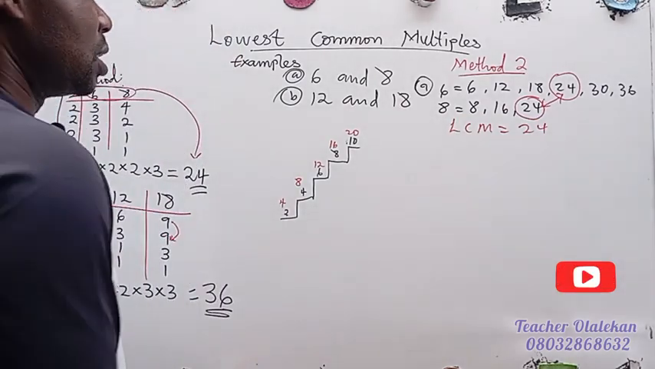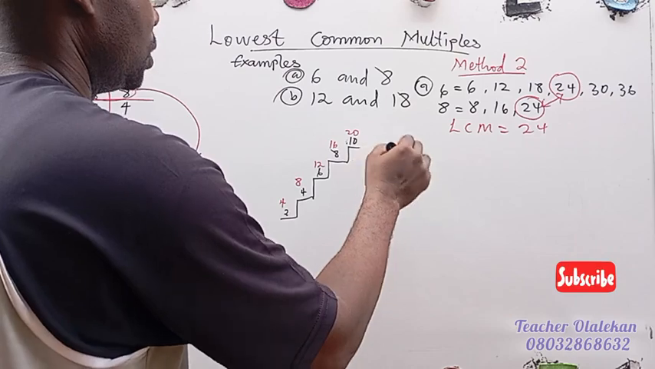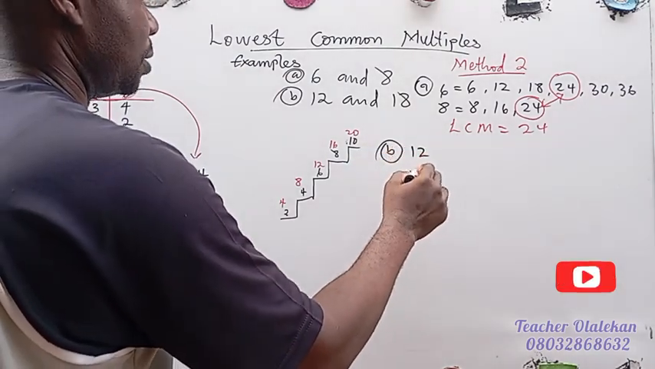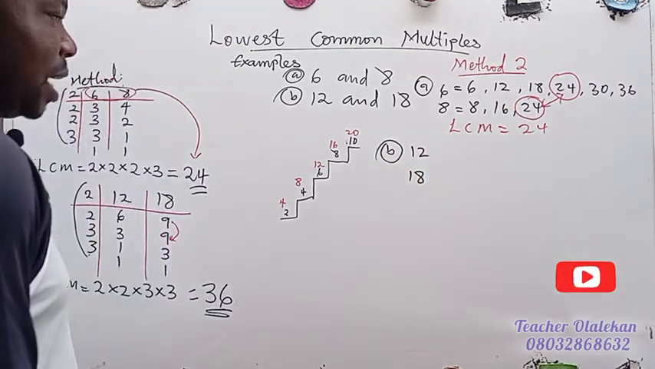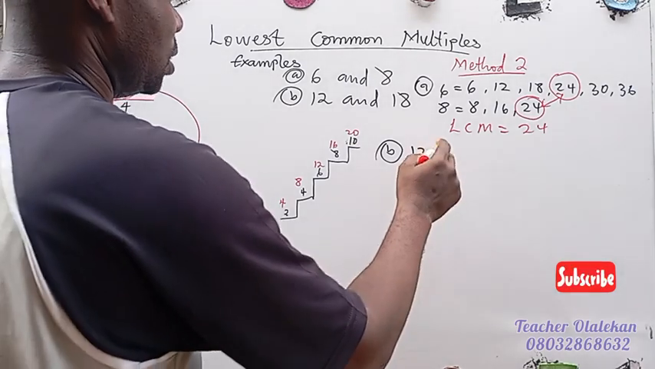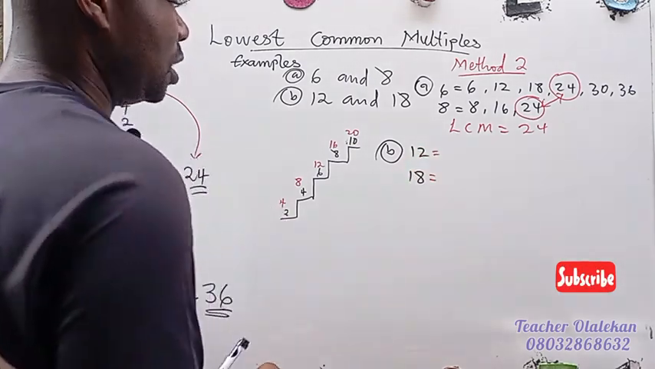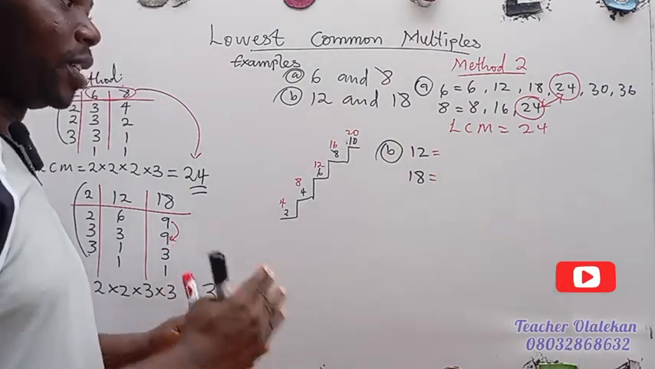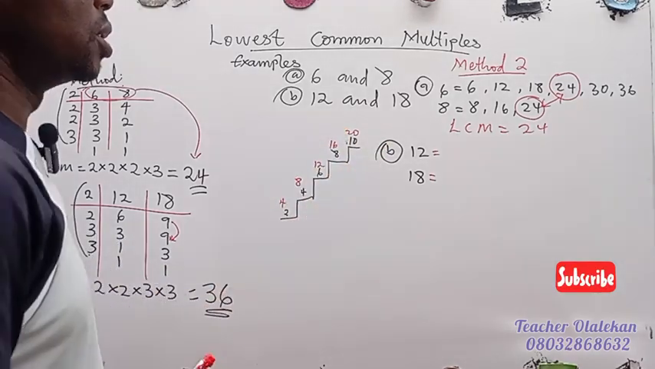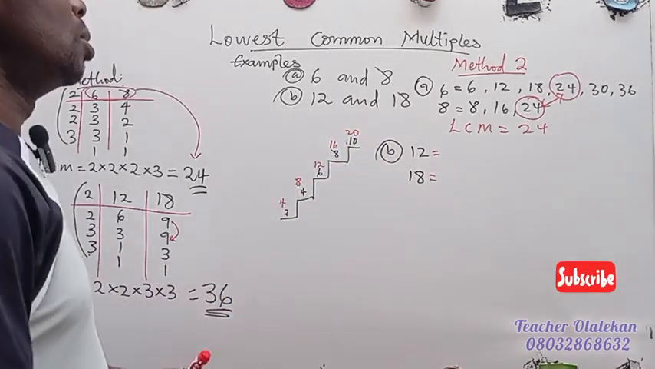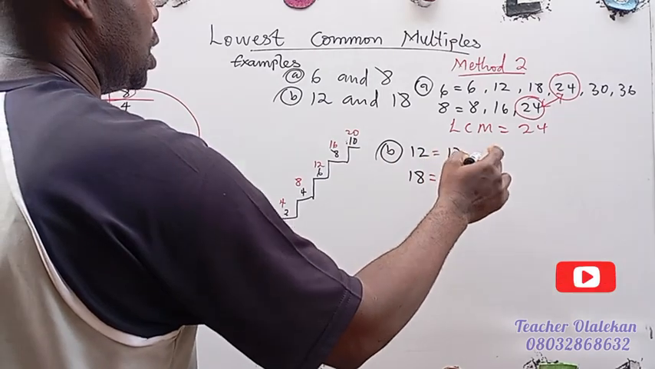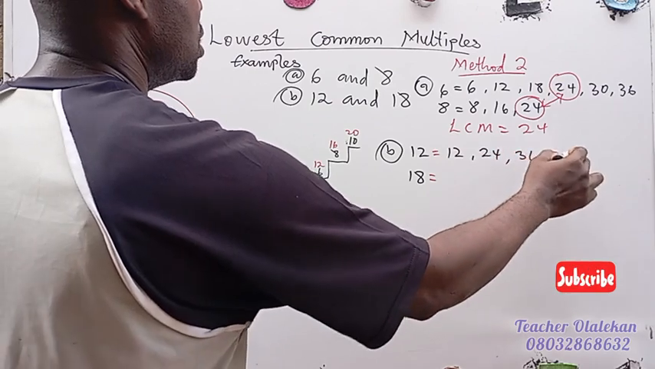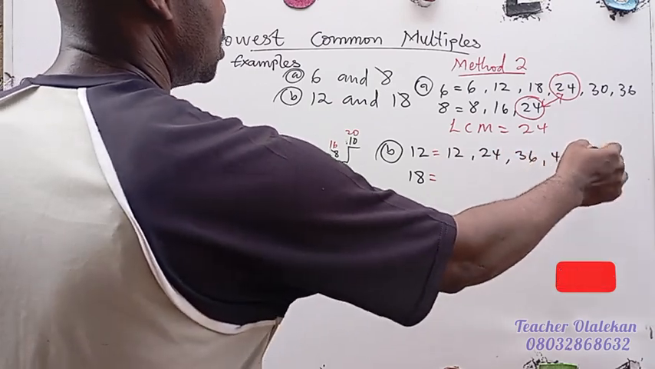So I'm using the same method for our B. Let's do it on our B. So we have 12 and 18. So you make the multiples, like I said. The limitation of this method 2 is that it's not suitable to handle big figures, because to make the multiples will be like wow. So 12 times 1, that's 12, times 2, 24, times 3, 36, times 4, 48.